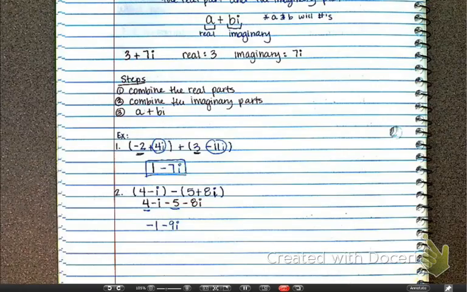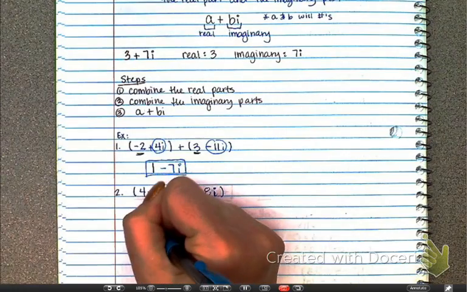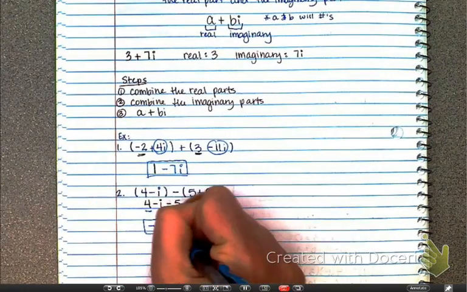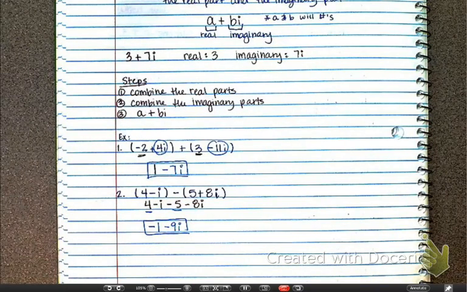What's the real part in my final answer? Negative 1. What's the imaginary part? Negative 9I. So that's all. That's it. Okay, you try these two.